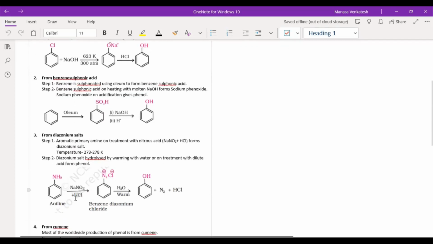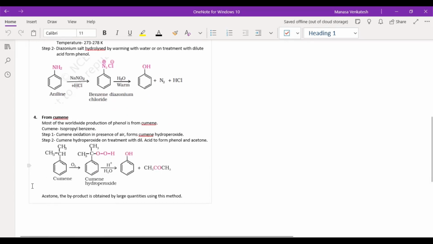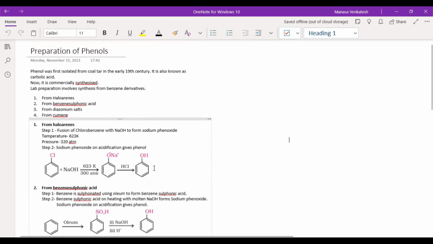Aniline is reacting with nitrous acid to give us benzene diazonium chloride, which on warming with water or when treated with dilute acid gives us phenol. The last is cumene, that is isopropyl benzene, which is oxidized in the presence of air to give us cumene hydroperoxide. And this further on treatment with dilute acid gives us phenol as well as acetone. With that, we're done with the preparation of phenols.